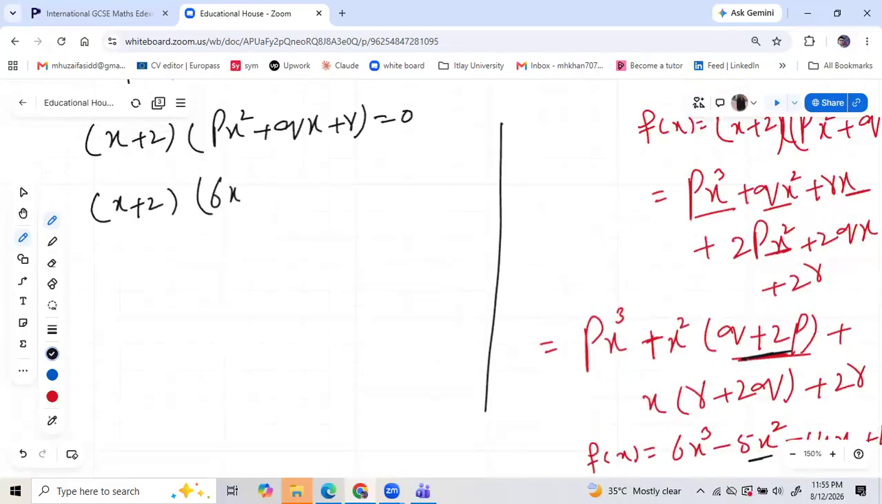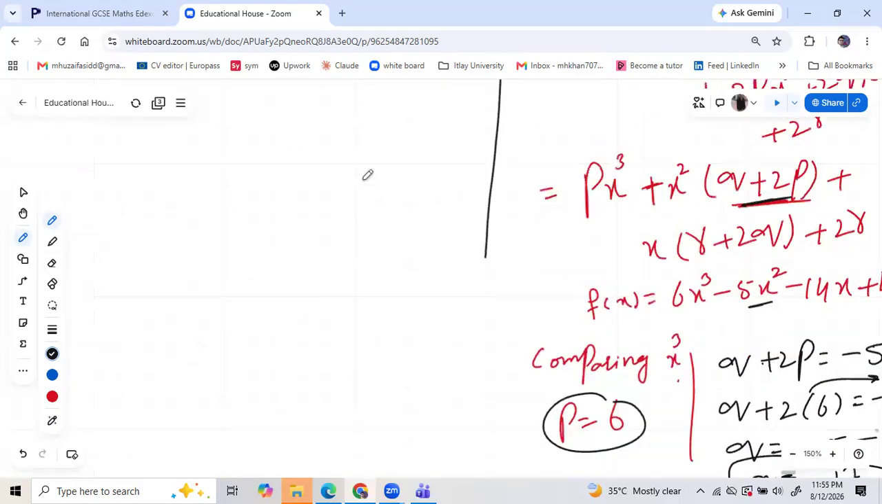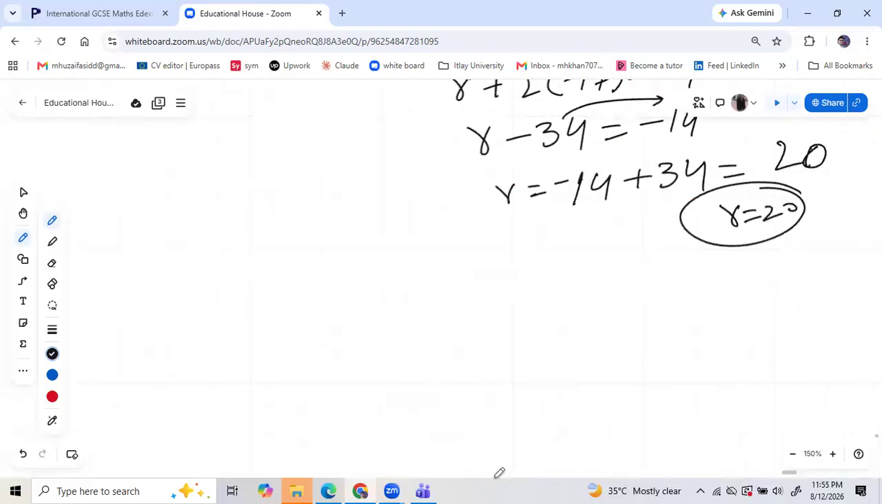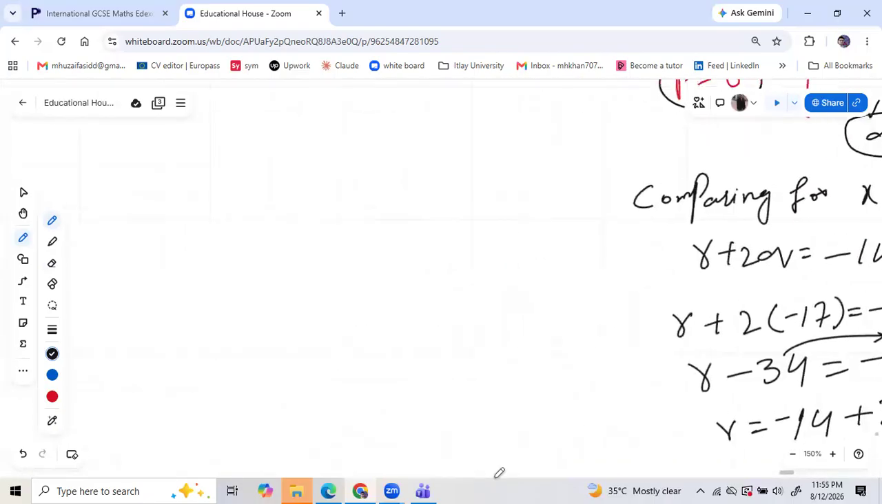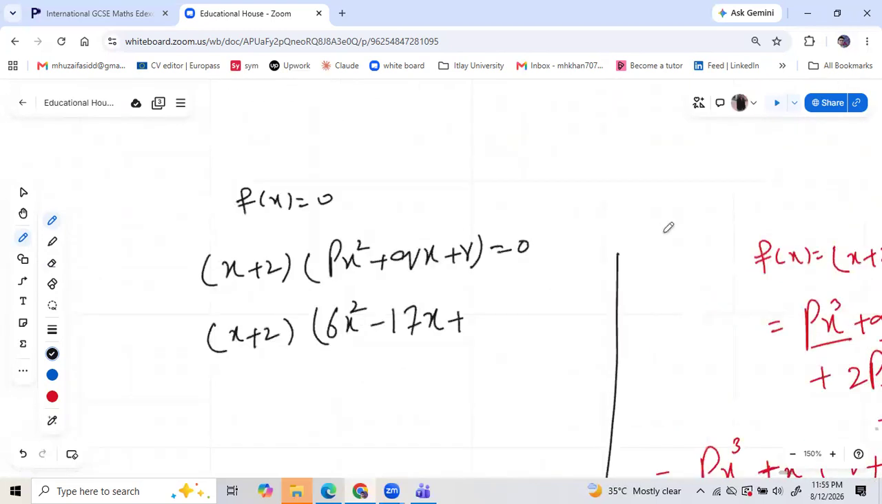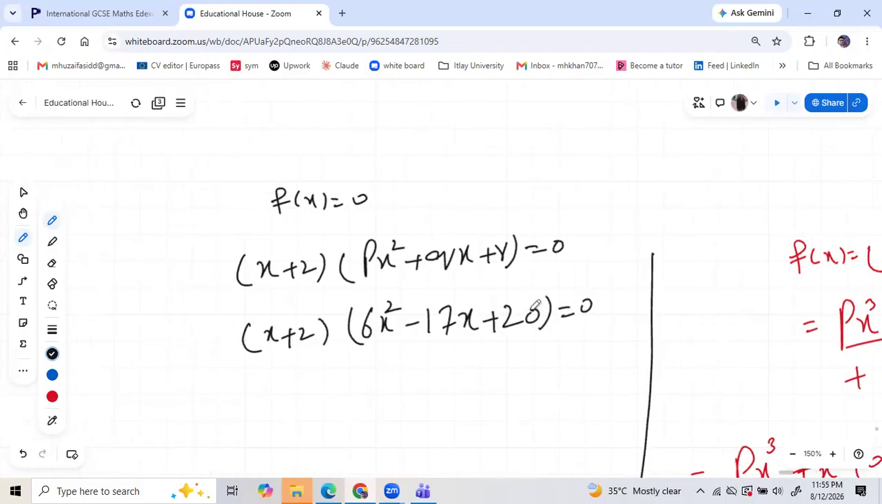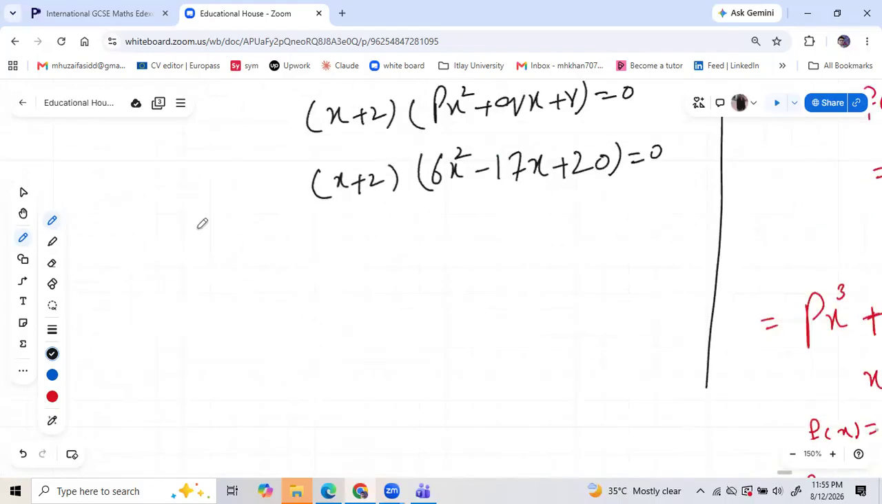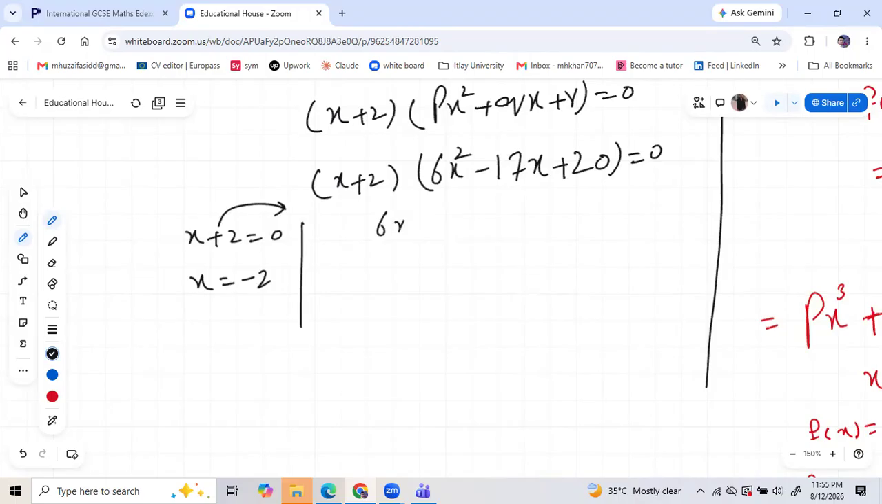So this is your 6 of x square here, this is minus 17 of x plus what is the value of the r? So r value is 20. So this is plus of 20 is equal to 0. And our x plus 2 is equal to 0. So it gives x is equal to minus 2 going to the other side. And this is the 6x square minus 17 of x plus 20 is equal to 0.